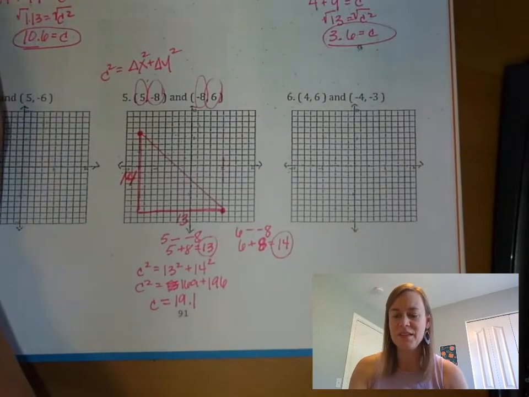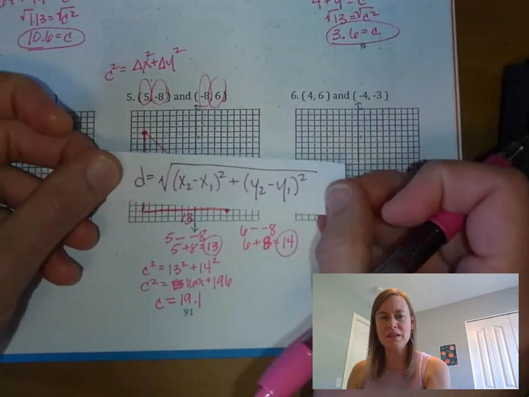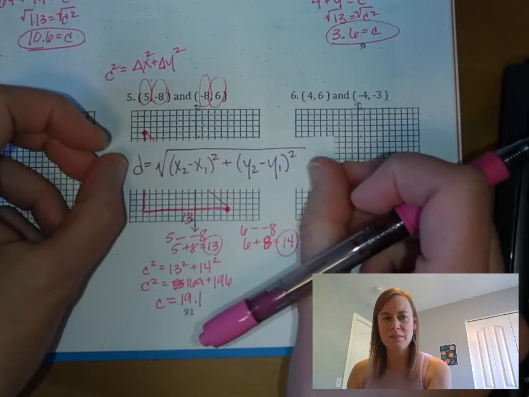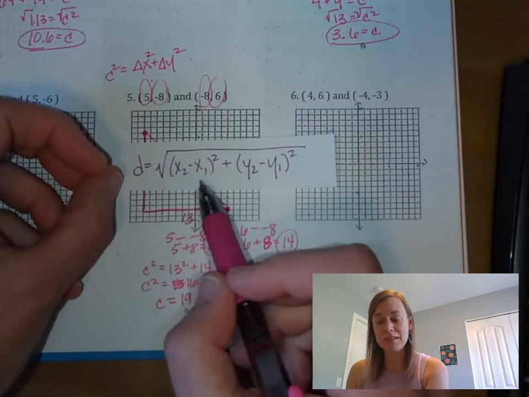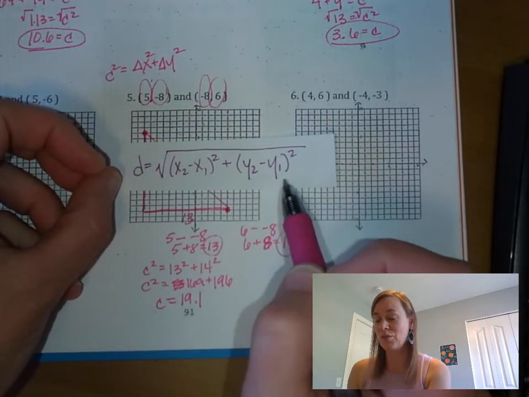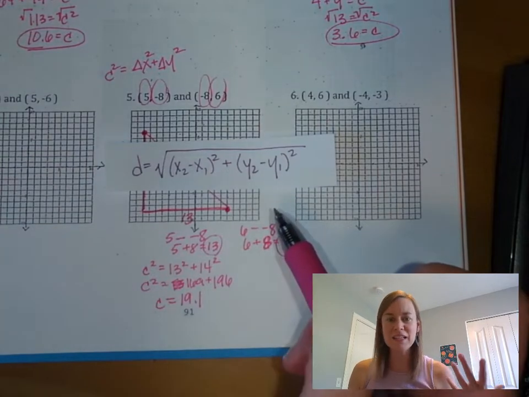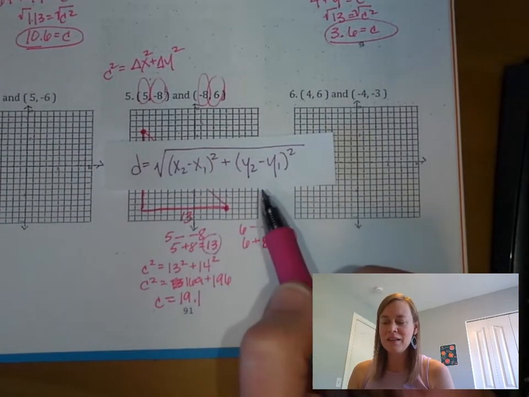So now there's this big fancy formula. You want to see it? This is called the distance formula. Isn't that impressive? Boy, that looks like a mess, doesn't it? D equals the square root of x2 minus x1 squared plus y2 minus y1 squared. That's a lot.